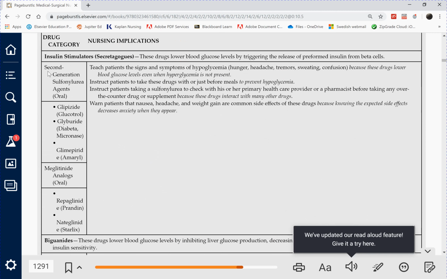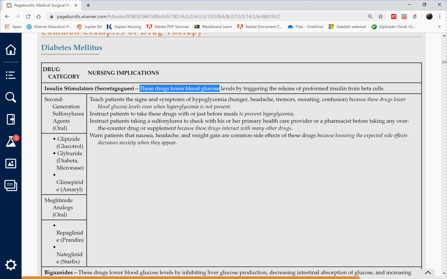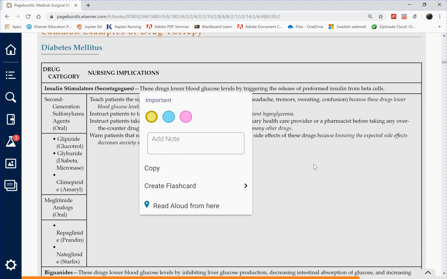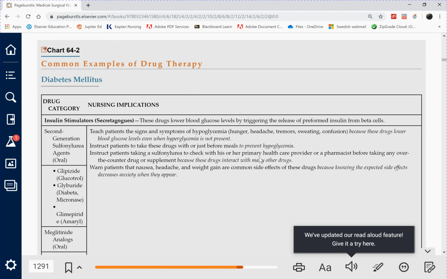For instance, sulfonylureas. These are their names: glipizide, glyburide, glimepiride. So they sound the same. Their action is this: they lower blood glucose by triggering the release of insulin from the beta cells. So by the action itself, you can tell this is only for type 2 diabetes. Of course, we already cleared that up during the first hour, wherein type 1 diabetes has absolutely no insulin, so there's no way this drug will work on a type 1 diabetic.